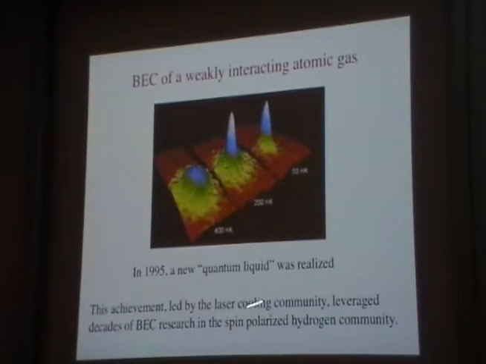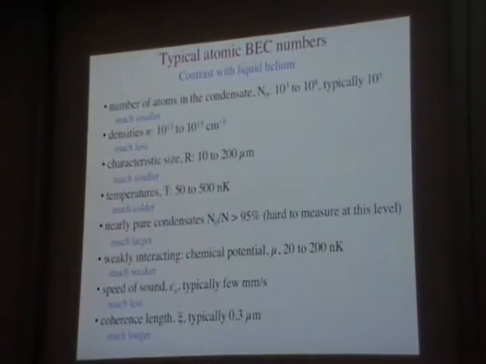But you can't forget to mention that a lot of the work that went into studies of spin polarized hydrogen was actually leveraged to get here. In fact, the whole idea of evaporative cooling comes from the spin polarized hydrogen community. They developed the idea of evaporative cooling, and it was successfully applied to the laser-cooled atoms to get the BEC. What are some typical numbers for BECs?